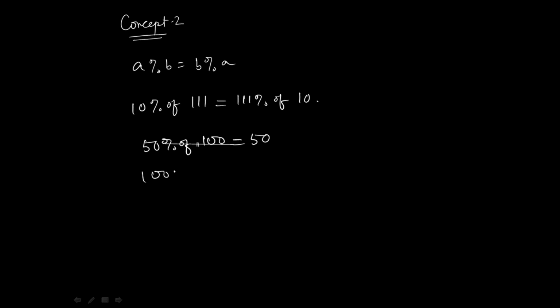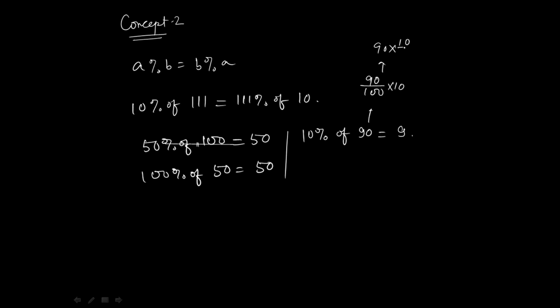And if you take 100% of 50, what is it? It is also 50. You can take another example like 10% of 90. What is it? It is 9. 10% of 90 means 90 by 100 into 10, or if you are in doubt, it will be 90 of 10 by 100, right? So both zeros will be gone, it will be 9. So 10% of 90 is 9.